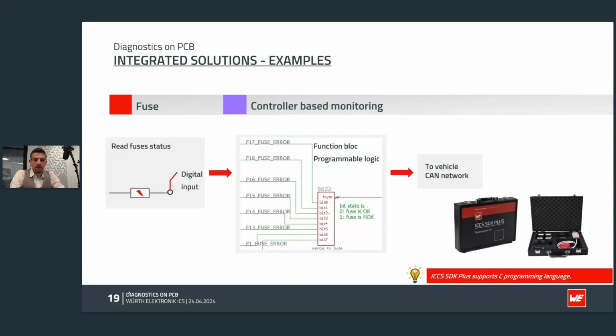Here, without all the detail, I just made a snapshot from our programming environment to demonstrate how easy it would be to construct a CAN frame with the status of many fuses in it and send it over CAN bus as a monitoring application.